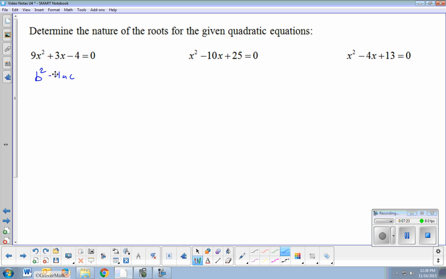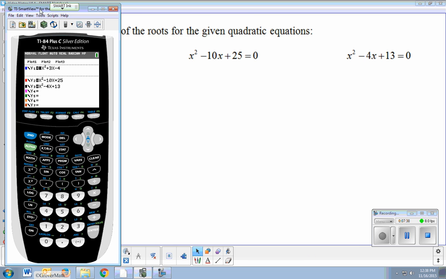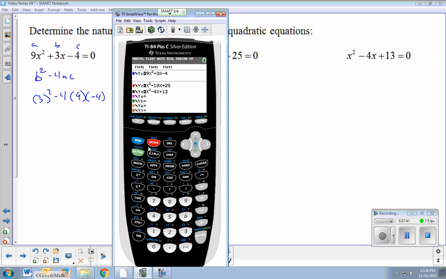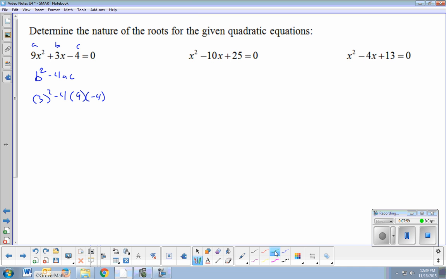So for this one, b squared minus 4ac. Remember this is a, b, and c. And so b squared, that would be 3 squared minus 4 times 9 times negative 4. And you can type that exactly into your calculator as you see it. You could use your parentheses and do 3 parentheses squared minus 4 parentheses 9 parentheses negative 4 parentheses, and just hit enter. You don't have to use your calculator, of course. You can do it any way you would like. But this comes out to be rad 153, or 153, right?